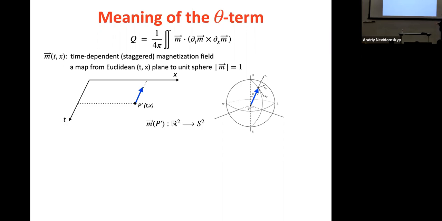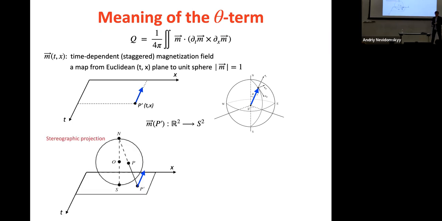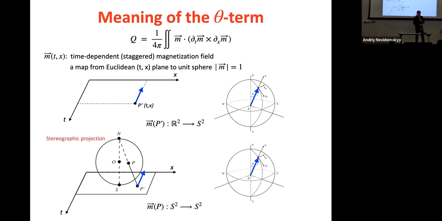And so what we're looking at is a set of maps that take this plane in time and space and map it onto a sphere. Now here's a cool trick that mathematicians do, it's called stereographic projection. What you could do is to map the plane onto a sphere, or the other way around, as shown here. You take from the North Pole, you go through the point P on the sphere, and you end up with the point P prime on the plane, and you could map out the entire plane this way.